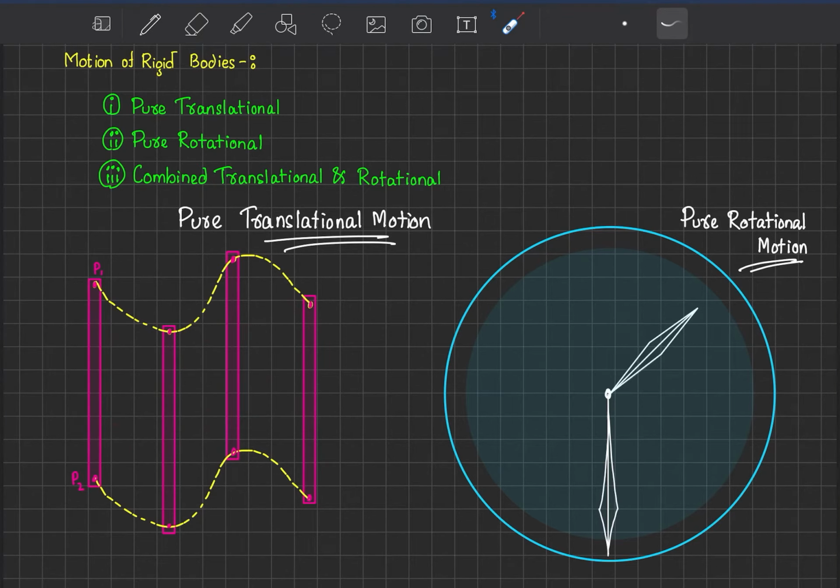Or usually rectilinear motion, in which the particle travels in a straight line, is kind of a translational motion. Now let us talk about rotational. What is rotational? In case of rotational motion, the particles of a body revolve about a point.